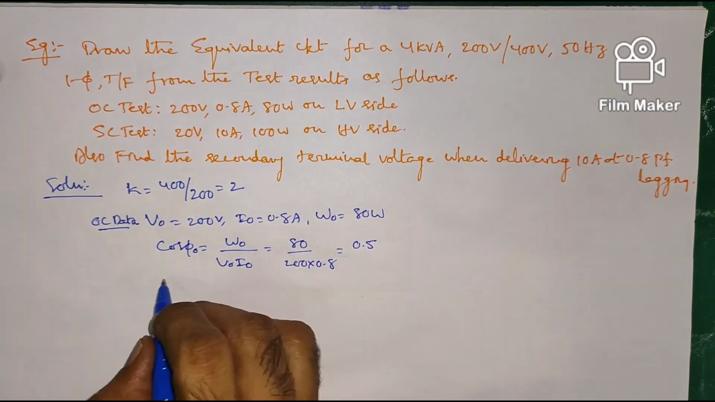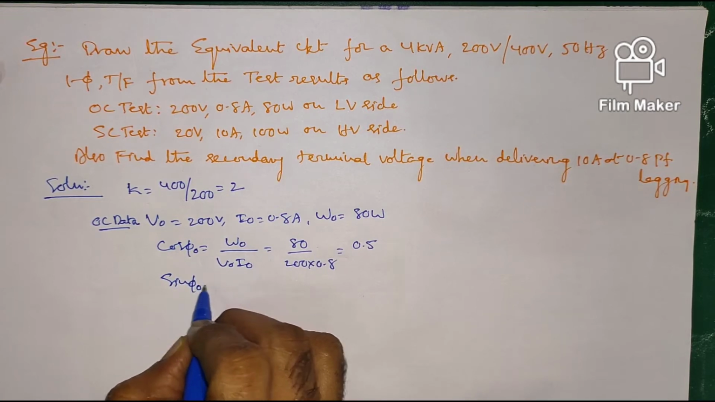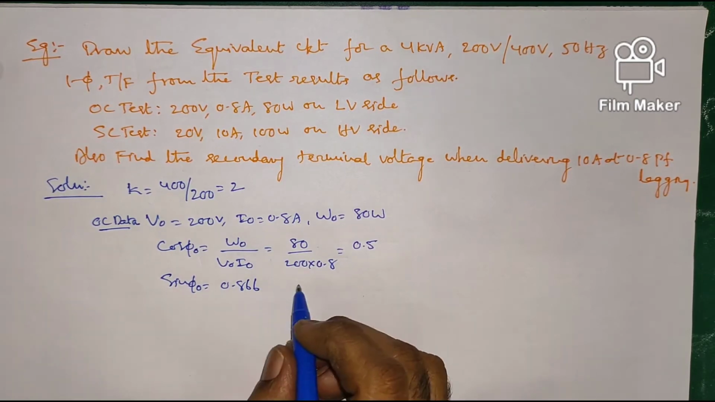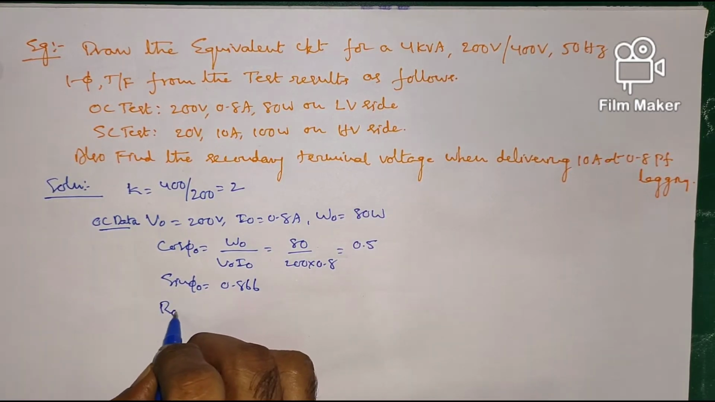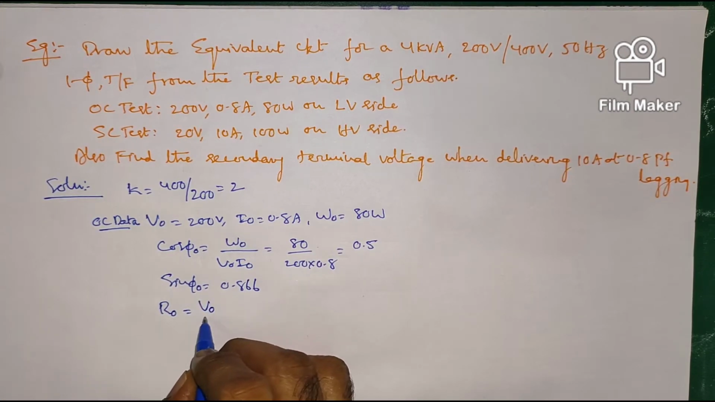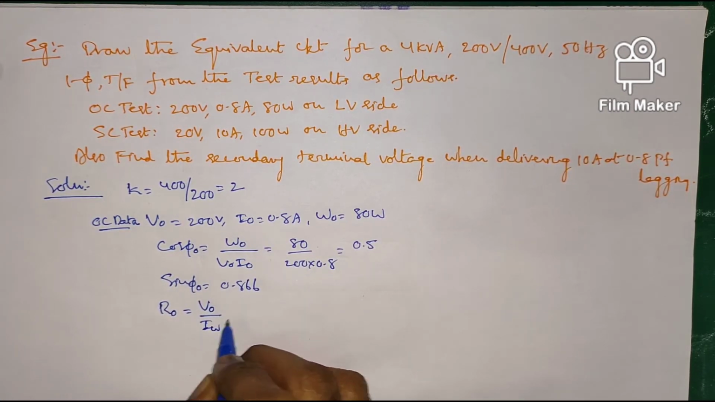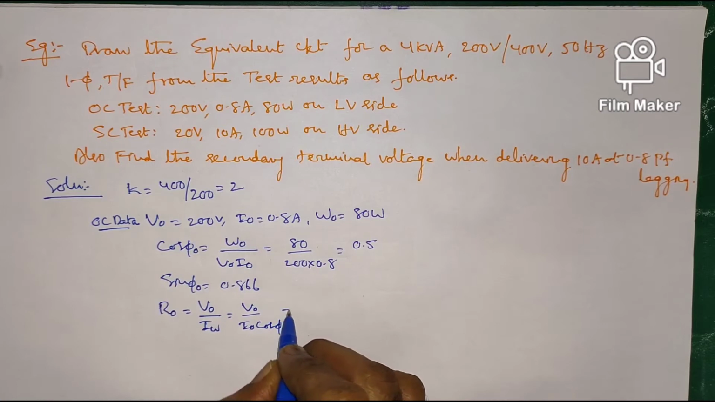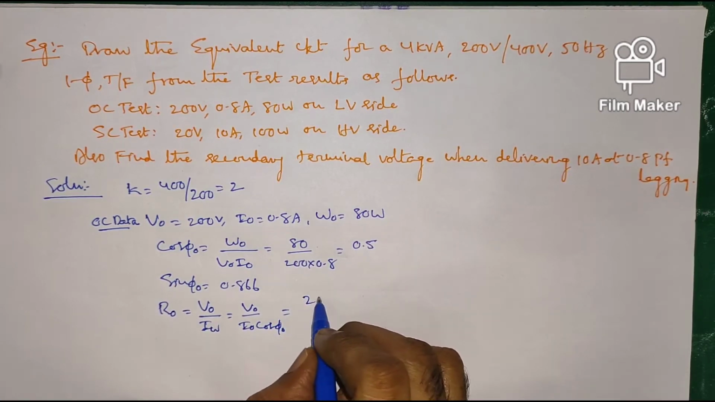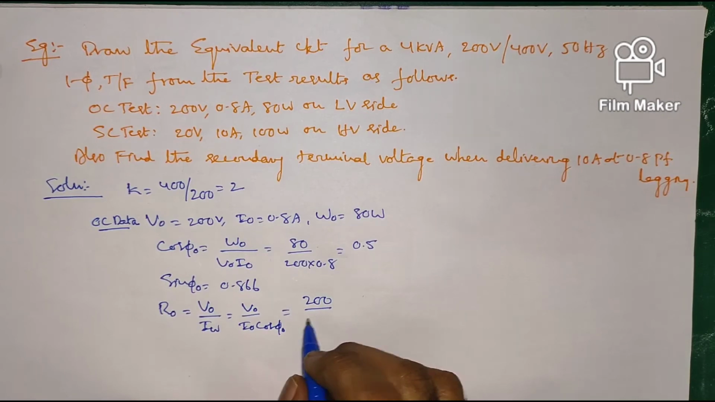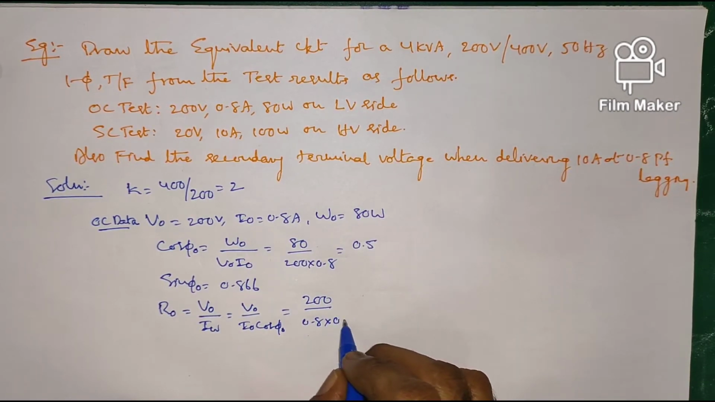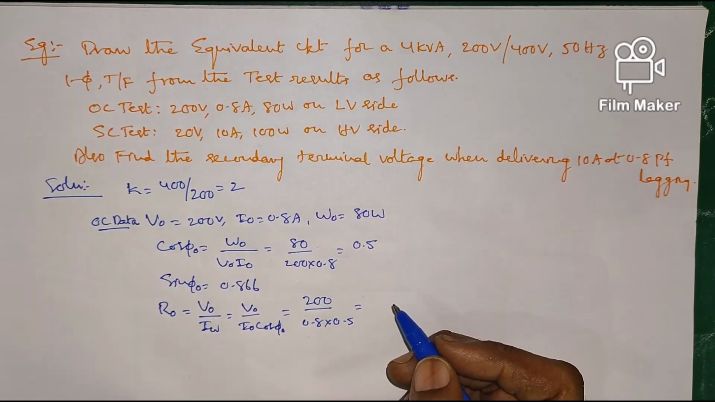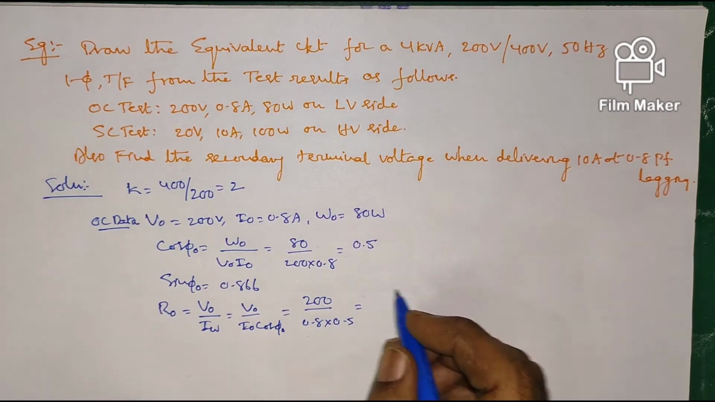Once we know the value of cos phi naught, we can find out the value of sin phi naught, which is equal to 0.866. Now it is the time to find out R0, which is equal to V0 by IW. IW is nothing but I0 cos phi naught. That is equal to V0, which is 200 volts, divided by I0, which is 0.8, and cos phi naught, which is 0.5. This will give a value of 500 ohms.